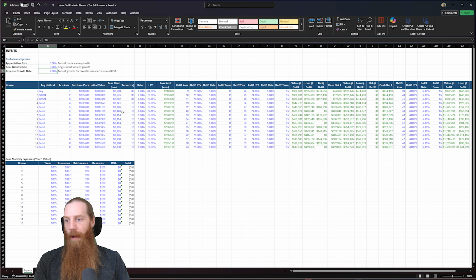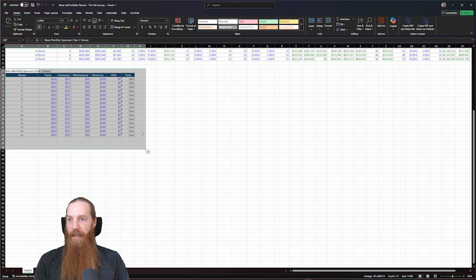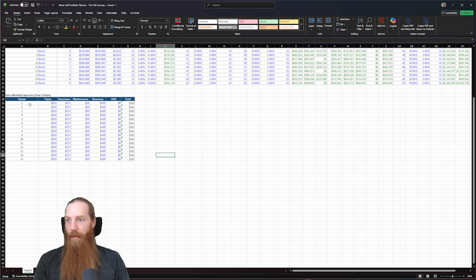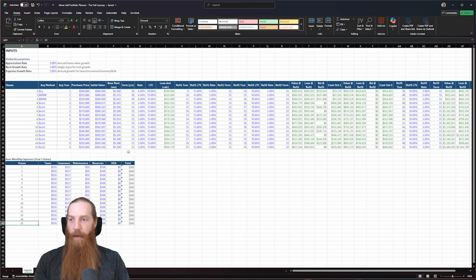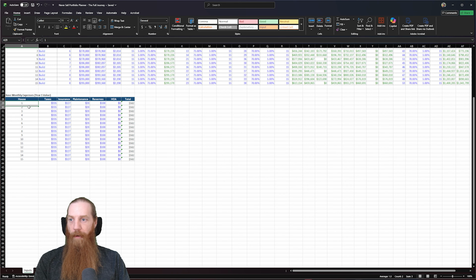Okay. So let's talk about the expenses real quick. Here at the bottom, we have our expense table. You can see right here. This is going to outline for each individual property. And because this is a never sell portfolio planner, obviously the never sell strategy is based around 15 properties. So that's what this has available in here for lines. We got 15 homes here that we can input expenses for.